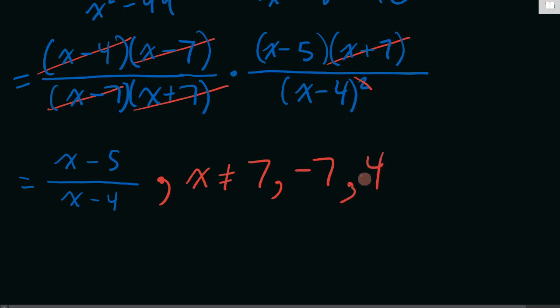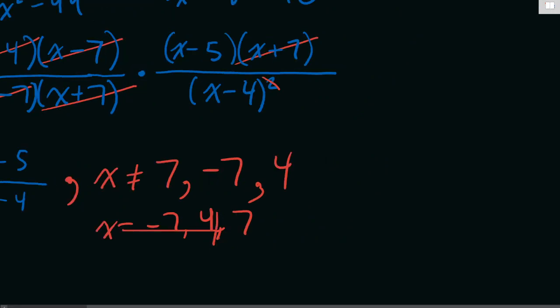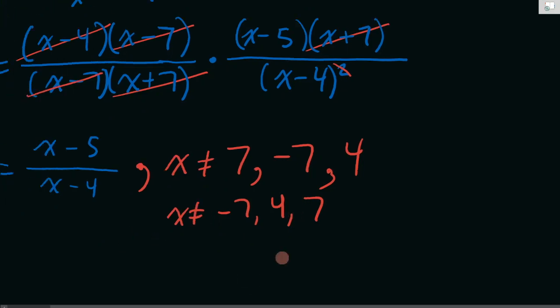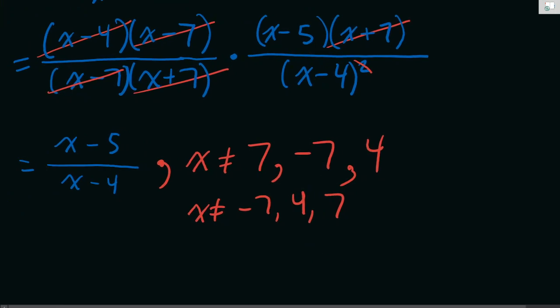And I suppose if we want to get fancy, we could rewrite this in ascending order. Negative 7, 4, and 7. But I don't really care. Most teachers seem not to care what order you write them in. Oops, I accidentally scrolled over there. Order doesn't seem to matter too much, so long as you get all your non-permissible values.